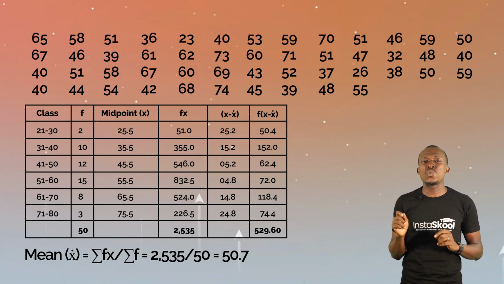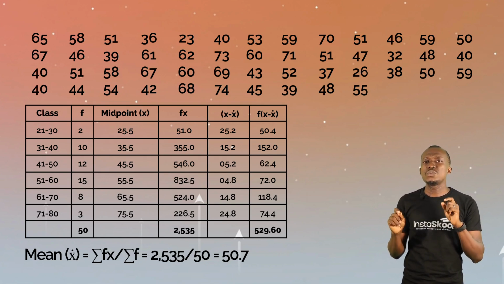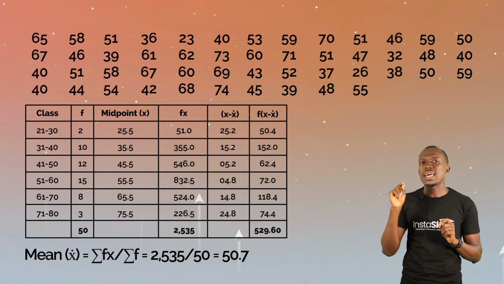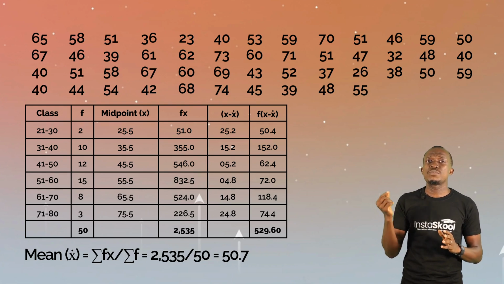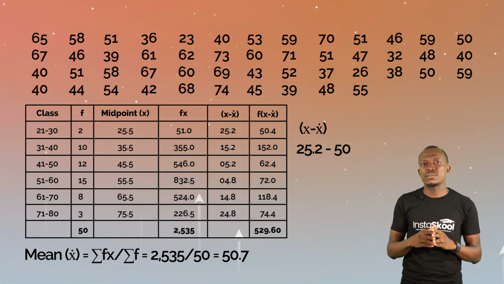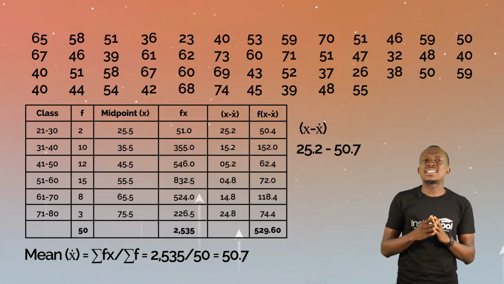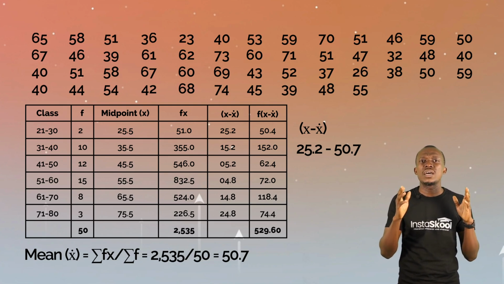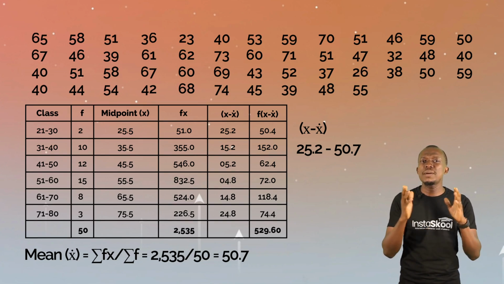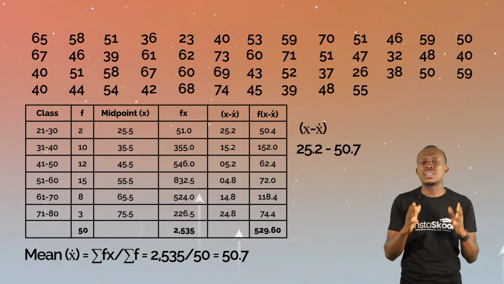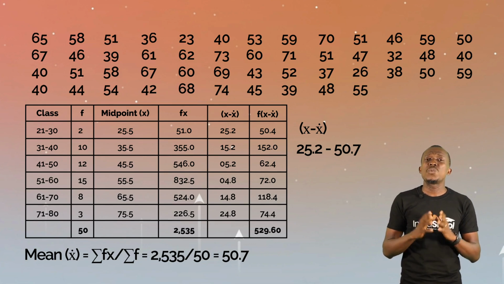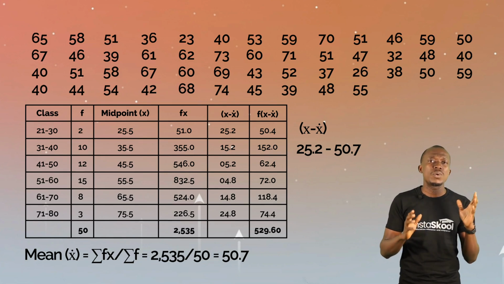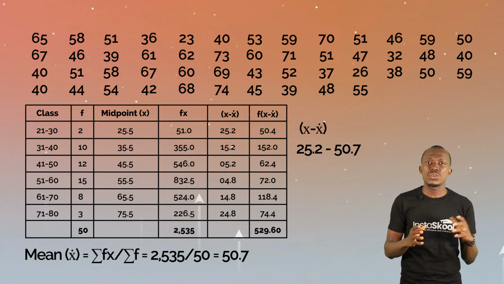When this is done, we can now add an additional column of doing x minus x bar, which is our mean. So for each of our x, we subtract it from our x bar. So for the first, we'll do 25.2 minus 50.7. You would observe that it's inside something that looks like a bracket. What that means is that we are taking the absolute value of the mean deviation. That is, whatever our answer is, we take away the sign, whether it's minus or plus.